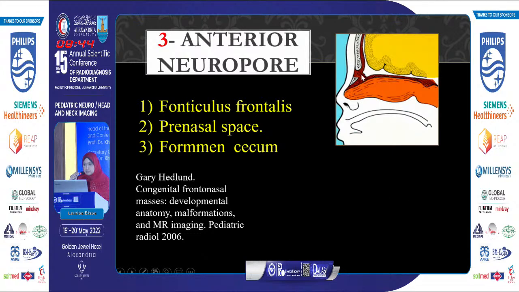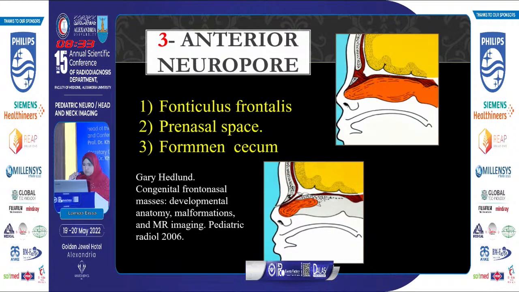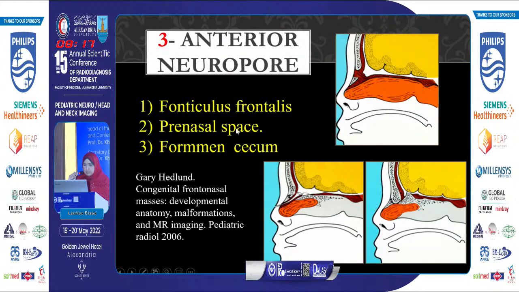The anterior neuropore is made of, here, the cleft called fonticulus frontalis between the frontal bone and the nasal process of the frontal bone, and this is closed by a membrane. Also there is the prenasal space between the nasal process of the frontal bone and the ethmoidal perpendicular plate. A process of diverticulation extends here in the prenasal space and the frontonasal process. Then lastly, it is obliterated. So we have three areas: the fonticulus frontalis, the prenasal space, and the foramen cecum here at the apex, at the base of the diverticulum.